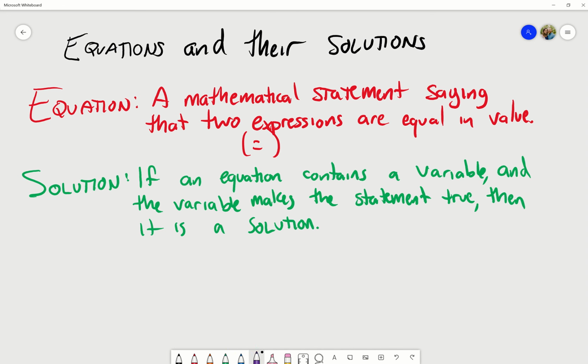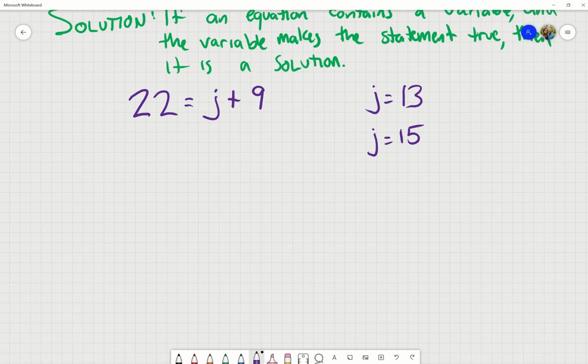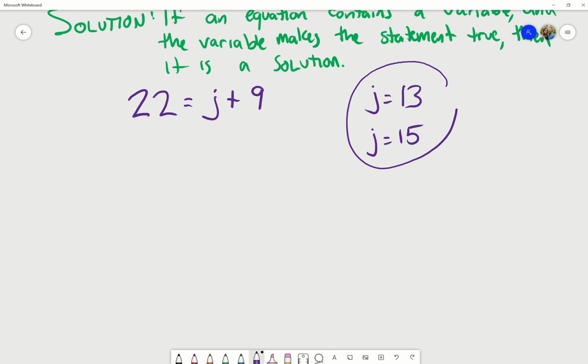An example of that: if I have 22 equals j plus 9. Okay, 22 equals j plus 9. And I have two options here. One of them is j equals 13, and one of them is j equals 15. We want to figure out which of these two possible solutions is the actual solution.